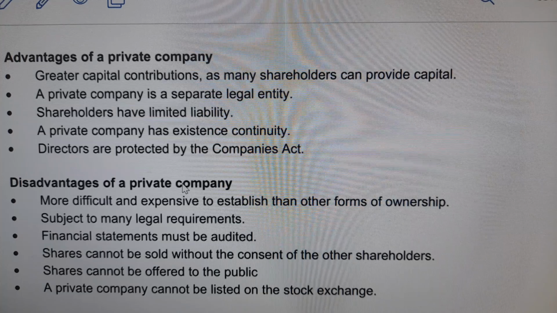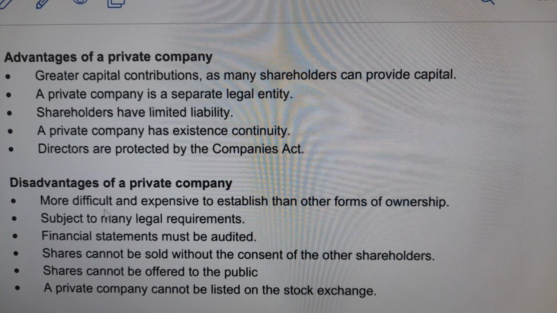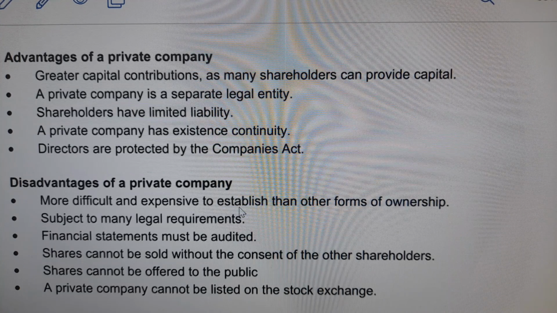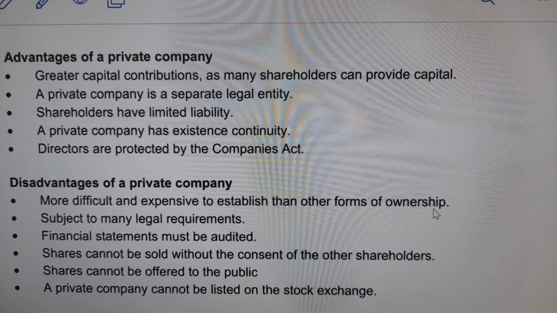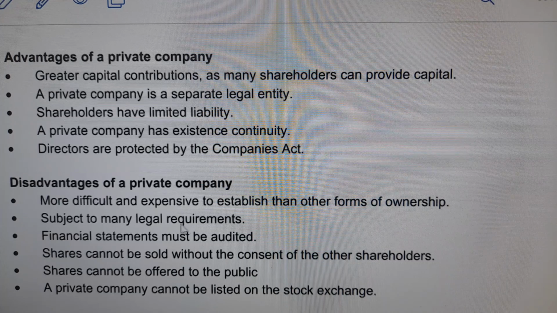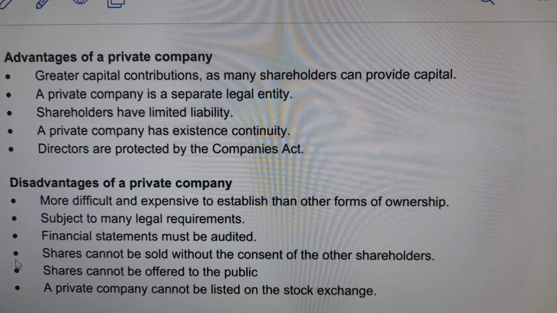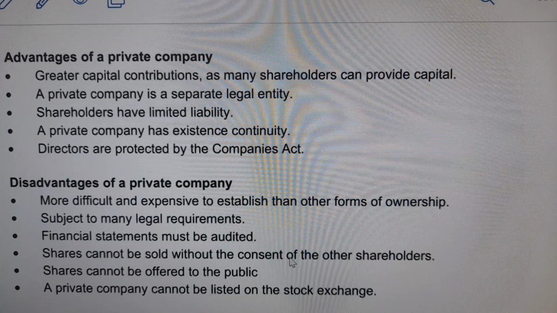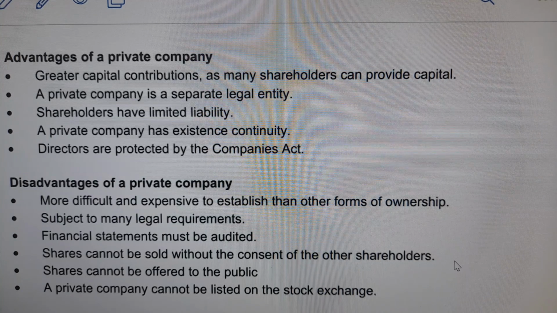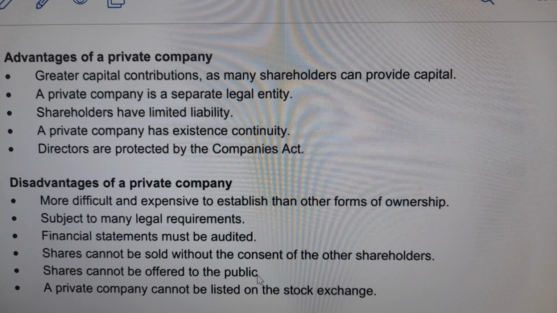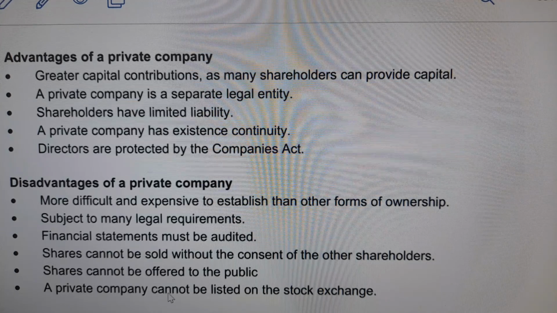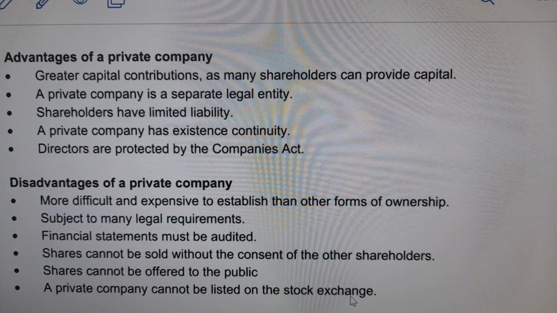And the disadvantages of a private company: more difficult and expensive to establish than the other forms of ownership. Subject to many legal requirements, financial statements must be audited. Shares cannot be sold without the consent of the other shareholders. Shares cannot be offered to the public. A private company cannot be listed on the stock exchange.